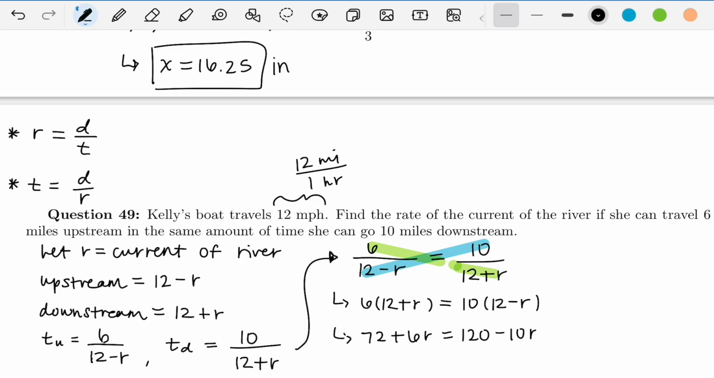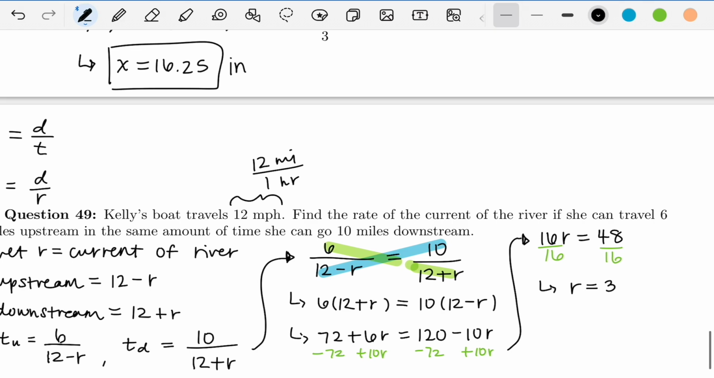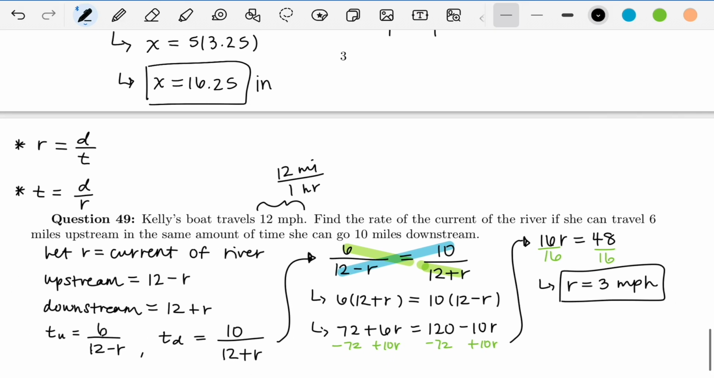So in order to solve for our variable R, we want our R's to be all on one side and then our constants to be all on the other side. So in one step here, I'm going to move this 10R over to this side and combine like terms. And in that same step, I'm going to subtract 72 from both sides and combine like terms. Doing this, I'm going to get 6R plus 10R, which gives me 16R, and then 120 minus 72, which gives me 48. Now solving for R completely, we're going to divide by 16 on both sides. So this tells me R is going to be equal to 3 miles per hour. So the current of this river is going to be 3 miles per hour.